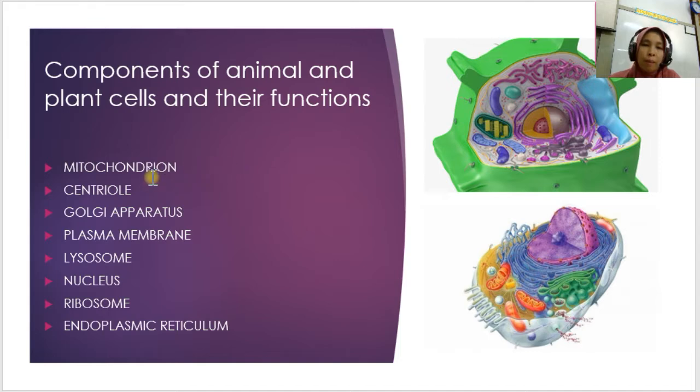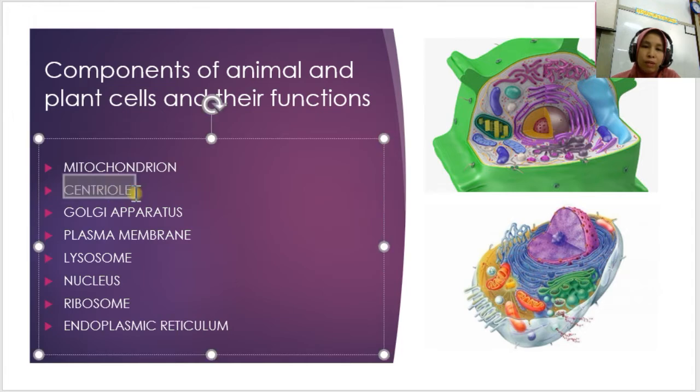The first one is mitochondrion. Mitochondrion is singular. If plural, mitochondria. Please notice that. Then centriole. Look at the pronunciation and also the spelling. Then Golgi apparatus. Number 4, plasma membrane.